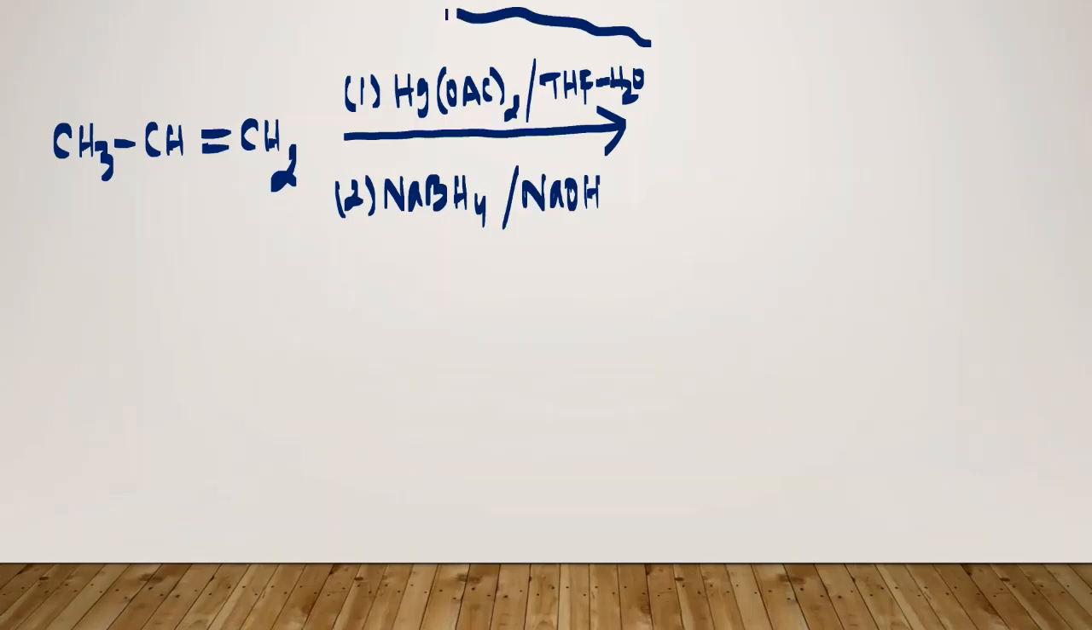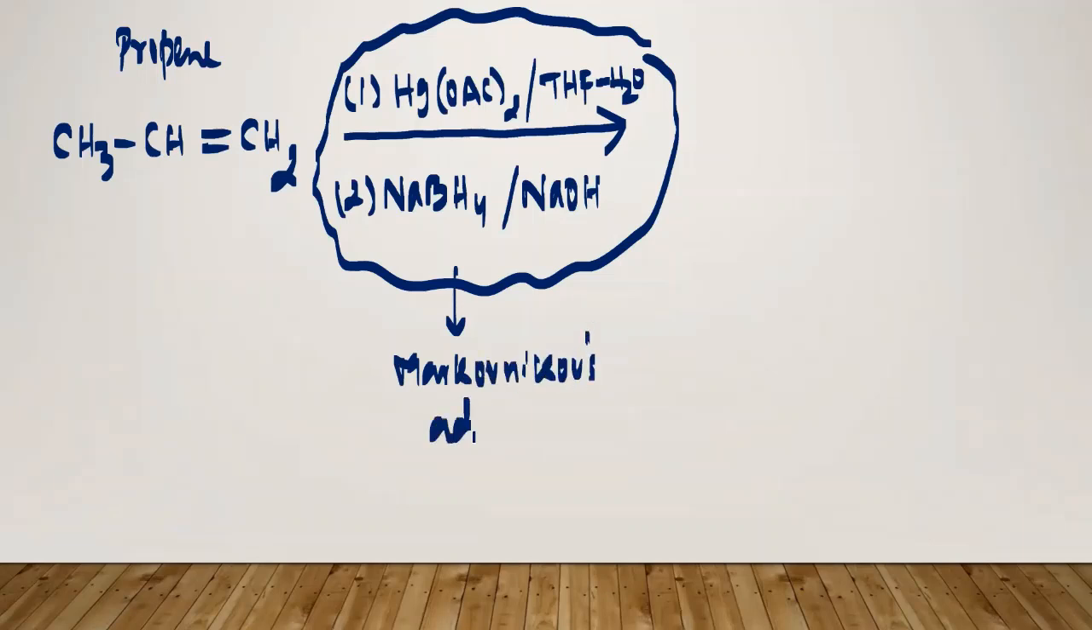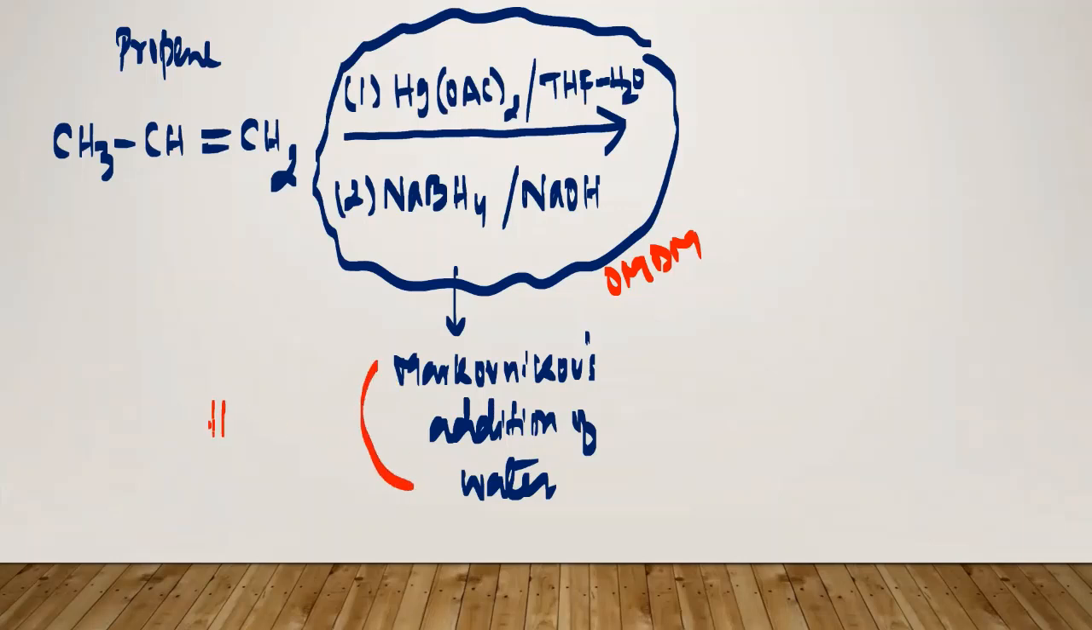So this is a two-step reaction. In this two-step reaction, you have an alkene with you, which is propene, and you will be adding water to this. Overall, you should remember what happens: Markovnikov's addition of water. If these two steps are named oxymercuration and demercuration process, now we have to add water as per Markovnikov's rule.